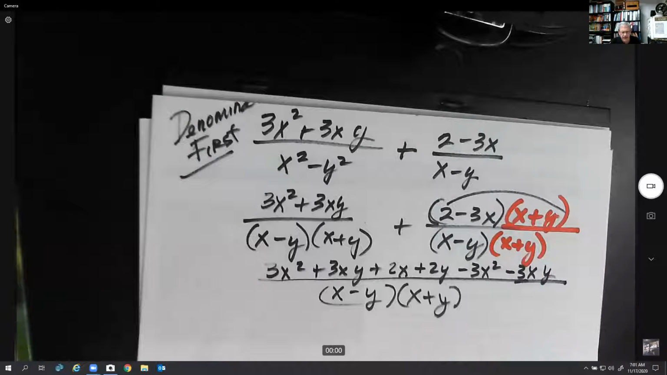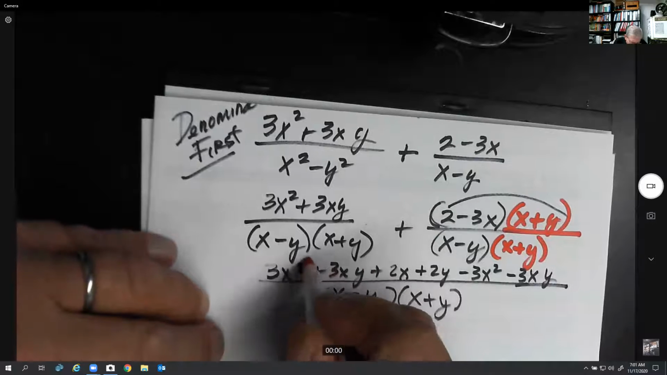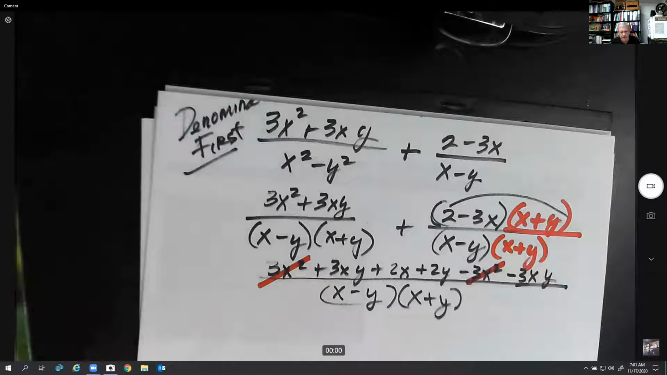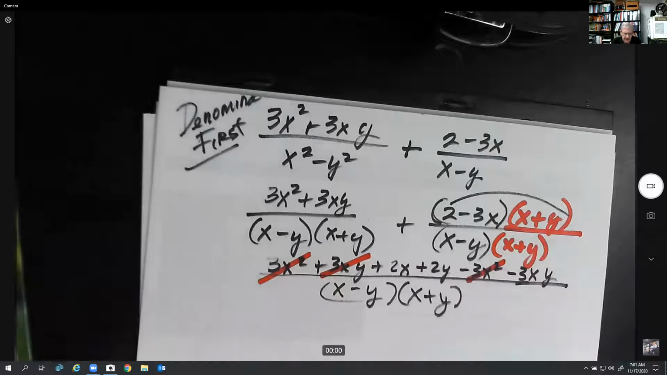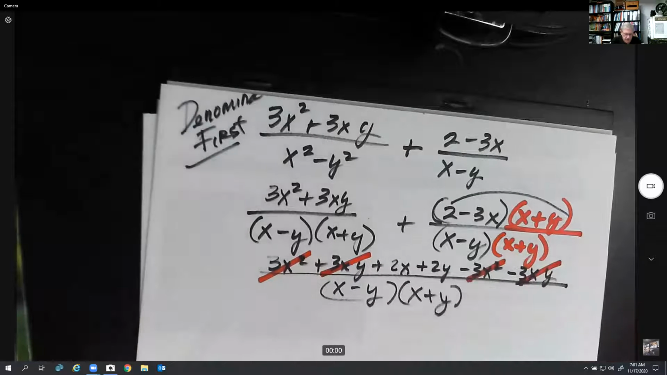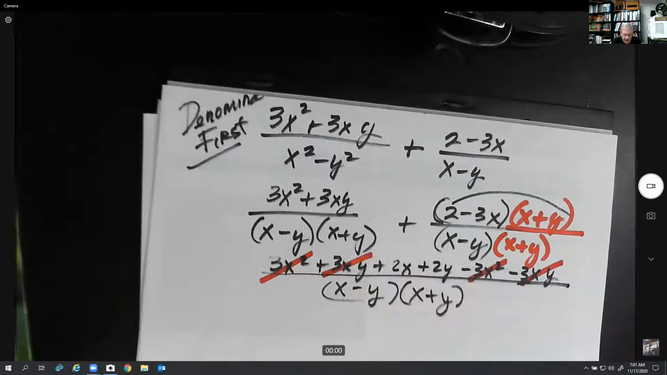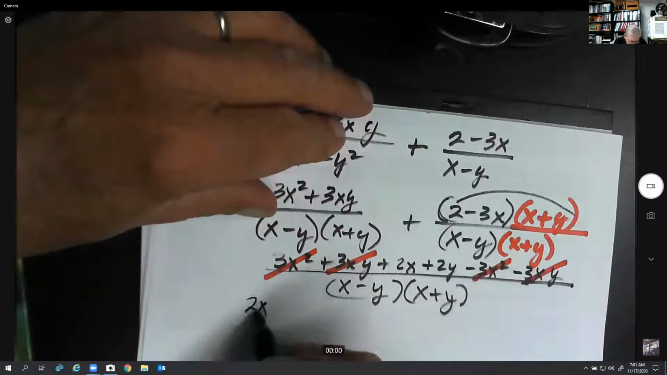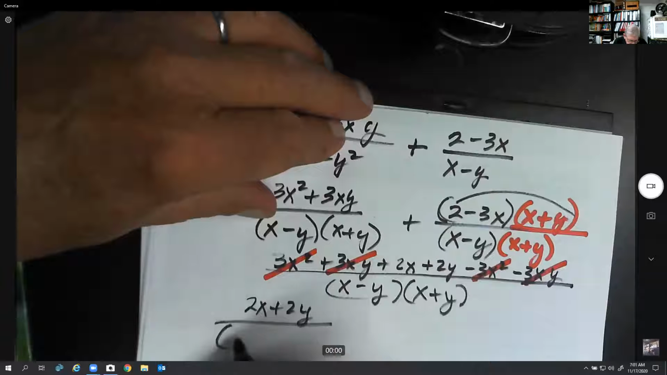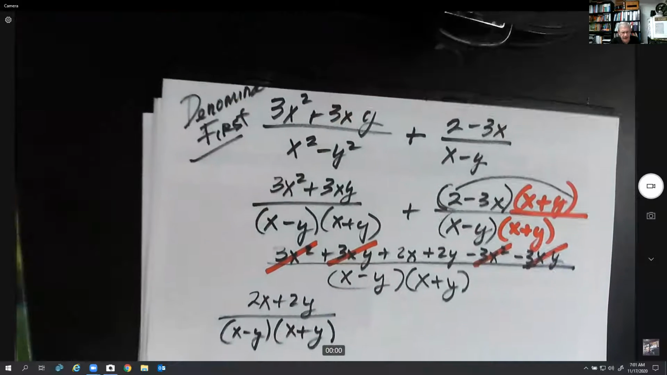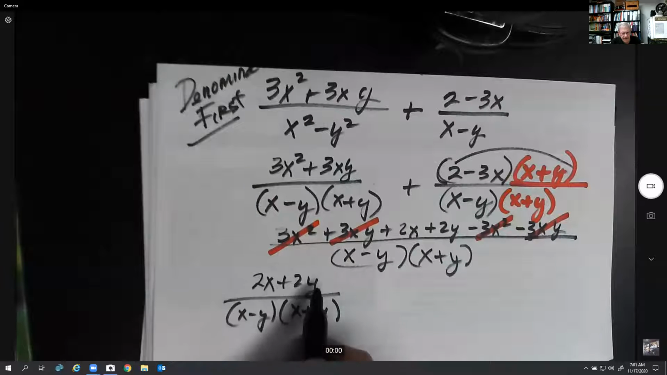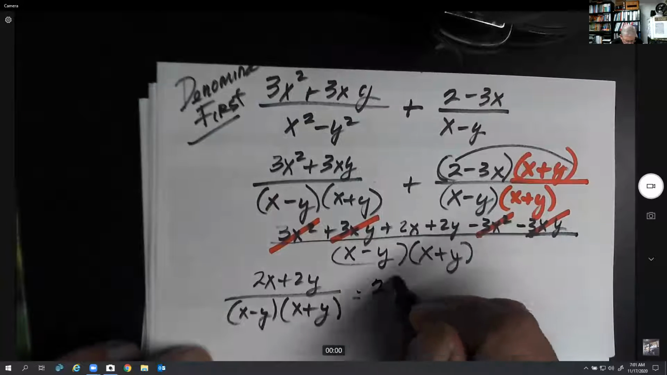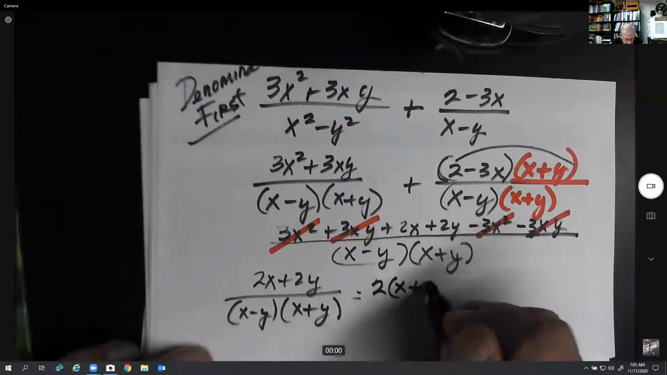Well, looking at this, it actually works out pretty nice. I see this 3x squared and a negative 3x squared. I see a positive 3xy and a negative 3xy. So it looks like I can cancel those two out. I can't add these together, but I could factor out, I can see it. I'll write the step down. It's going to be 2x plus 2y over x minus y, x plus y. But I see I could factor out a 2 out of here, so I'm going to reduce this, take out the 2. I could have done it maybe right away, but I wanted to show you.